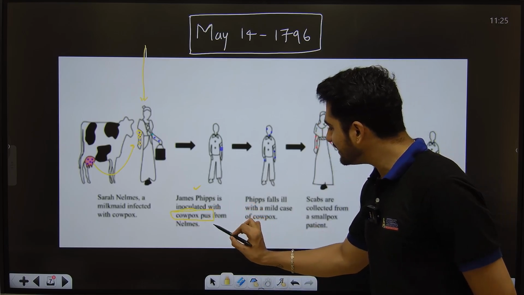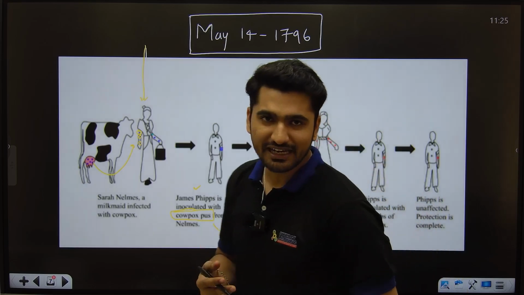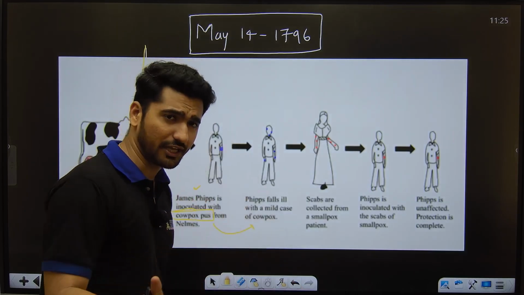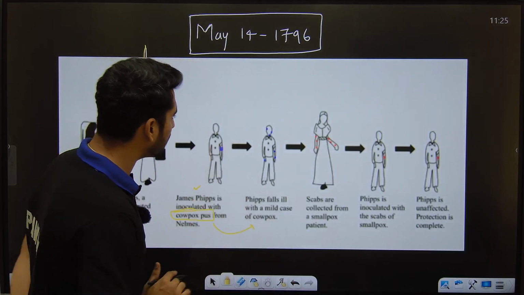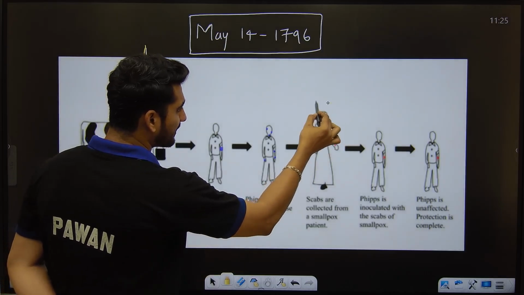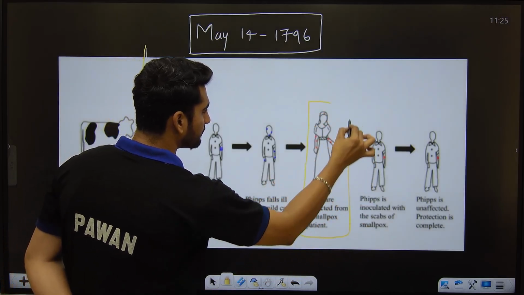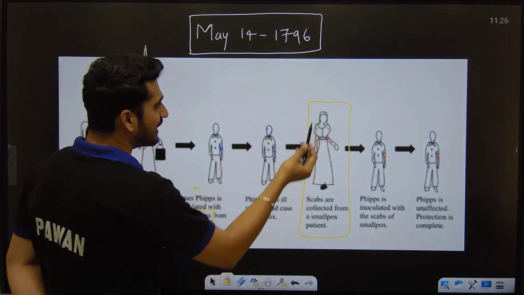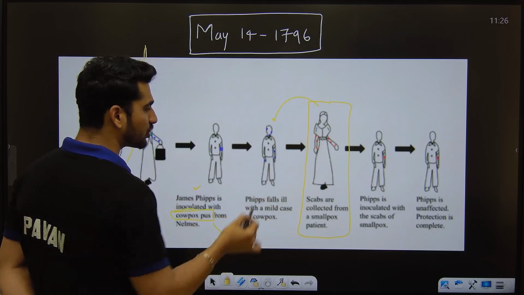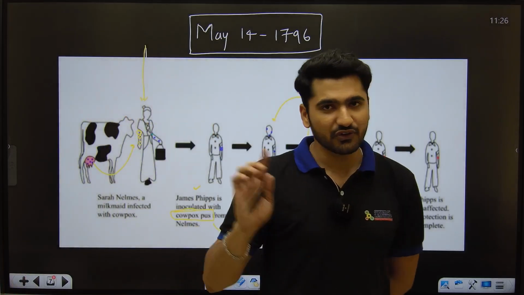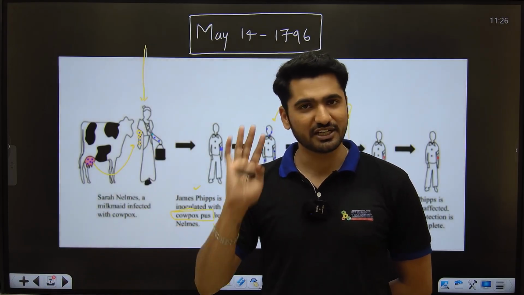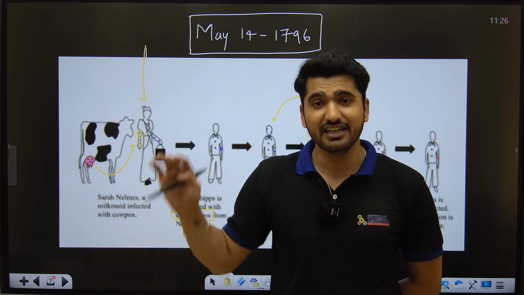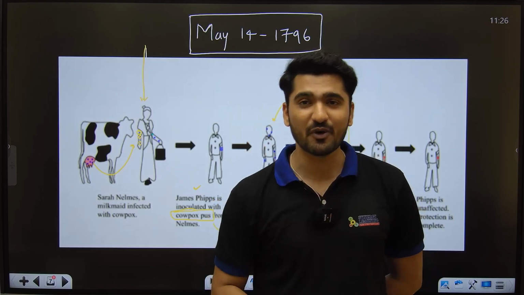Okay? And later this Phipps developed a mild fever. After some days, he was okay, he was fine. Then later he took a person with smallpox, and from that infected person, he inoculated the pus to Phipps. So first James Phipps was inoculated with the cowpox virus. When he got well, then he was infected with the smallpox virus.